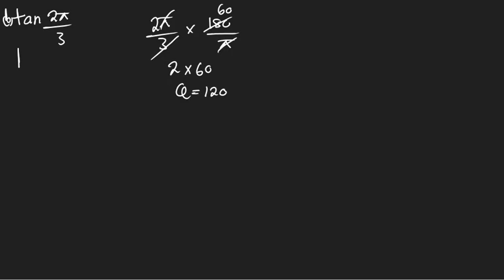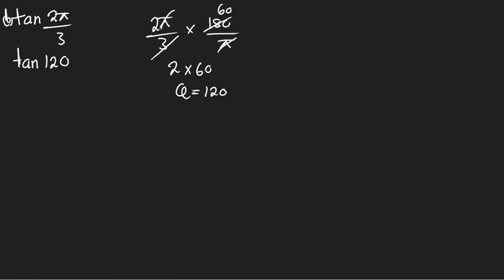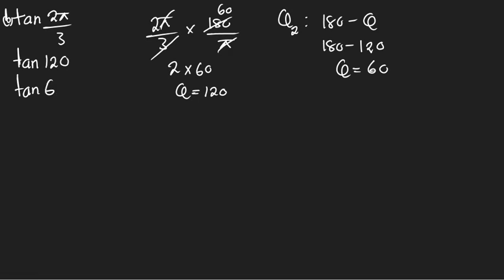So this is just the same as tan 120 degrees. Then we ask ourselves, where exactly is 120 falling? Okay, so you're going to go, 120 is falling in the second quadrant. In the second quadrant, we know it's 180 minus theta. So this is going to be 180 minus 120, right? And our new theta this time around is going to be 60. So this is just the same as tan 60 degrees.